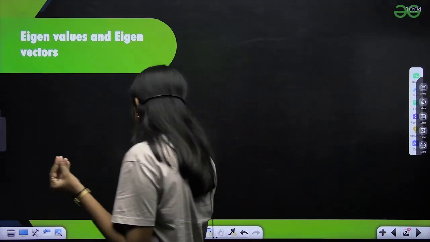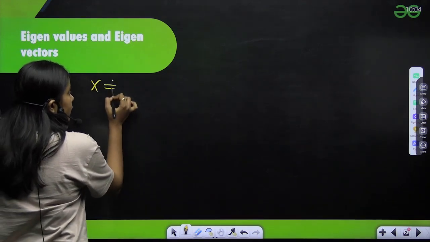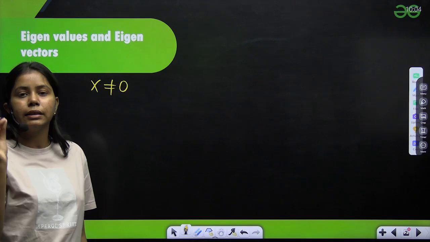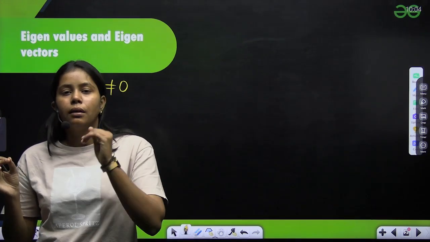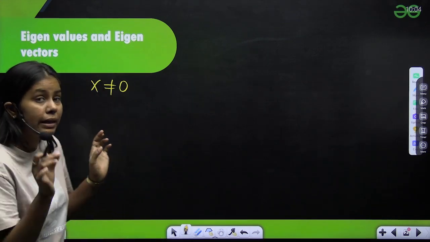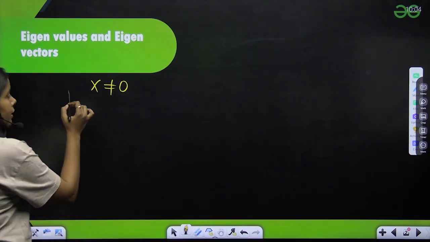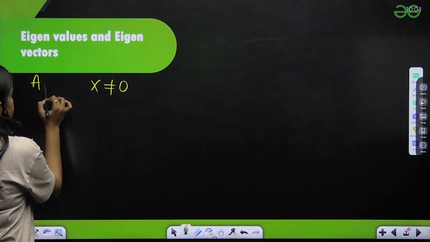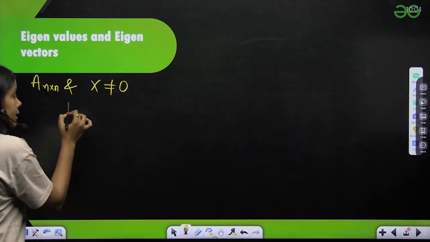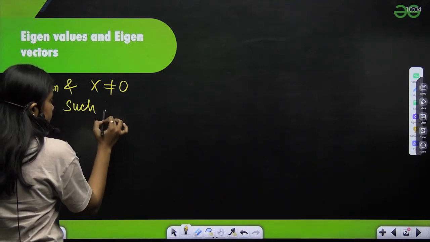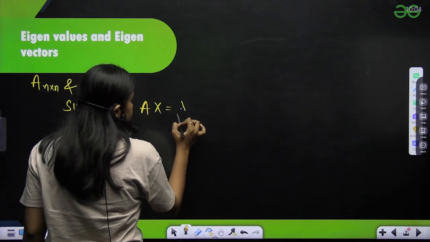So I'm just telling you the definition. Let's suppose x is a non-zero vector. When I say non-zero vector, it doesn't mean that it does not have any zero value. It means at least one of the values should be non-zero. Let's say A is a square matrix of order n cross n, and x is a non-zero vector such that Ax equals lambda x.